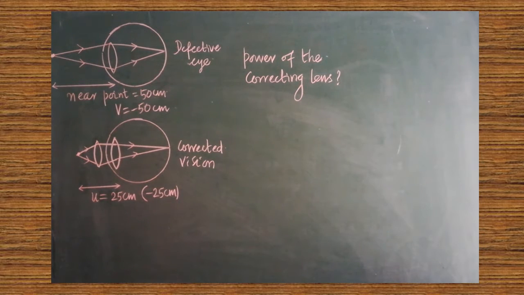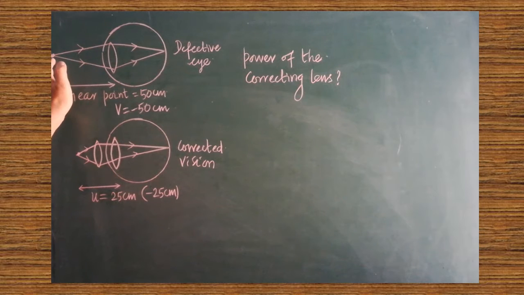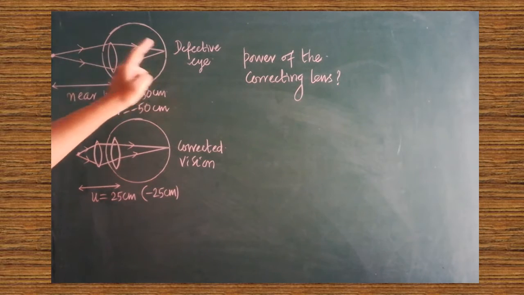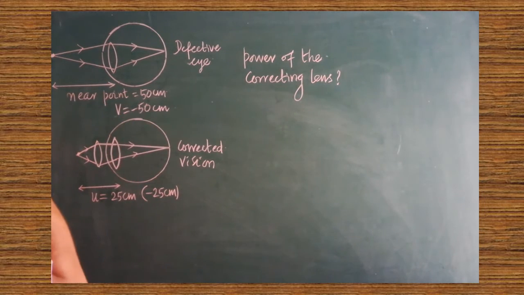The meaning is, if an object is kept at a distance of 50 centimeter from the eye lens, he is able to see the object clearly. That's why this distance is called the near point. If the object is brought closer, he is not able to see. If it is exactly kept at 50 centimeter, he is able to see the object clearly. That's why this is called the near point, and the distance is taken as v equal to minus 50 centimeter.